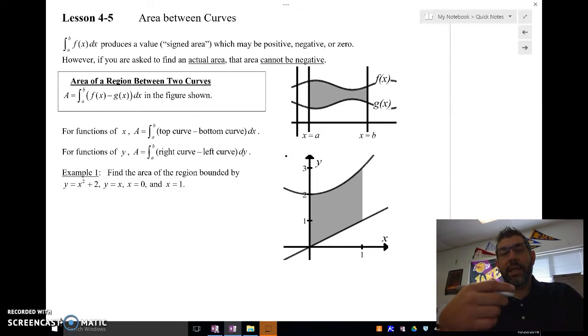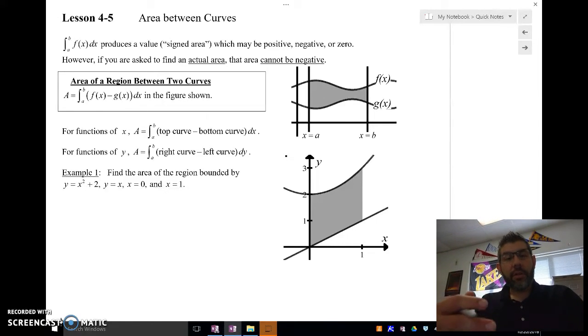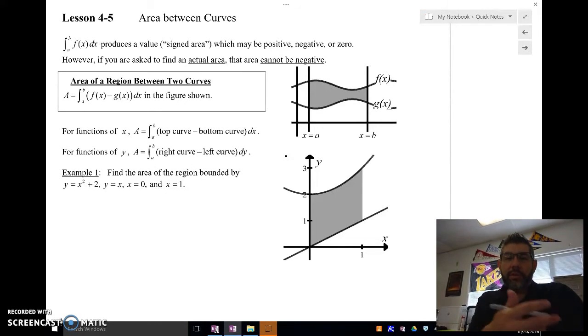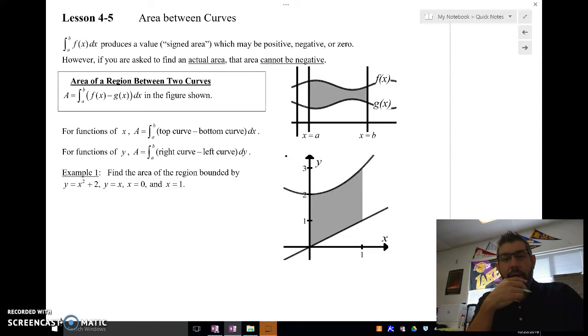Remember that the definite integral produces a signed area. It could be positive, negative, or zero. However, if you're ever looking for the actual area, it can't be negative, so you're going to have to take the absolute value of that or something, okay?